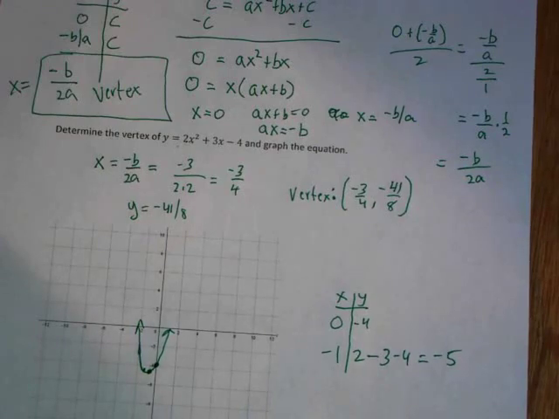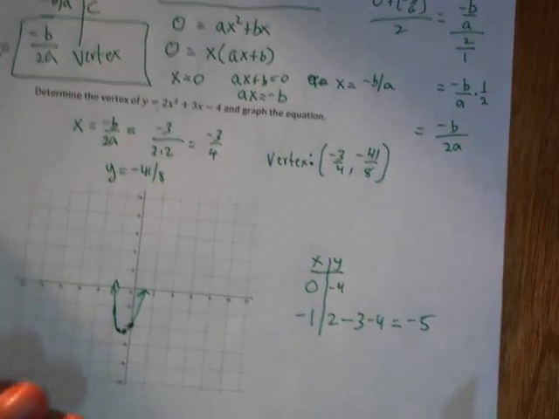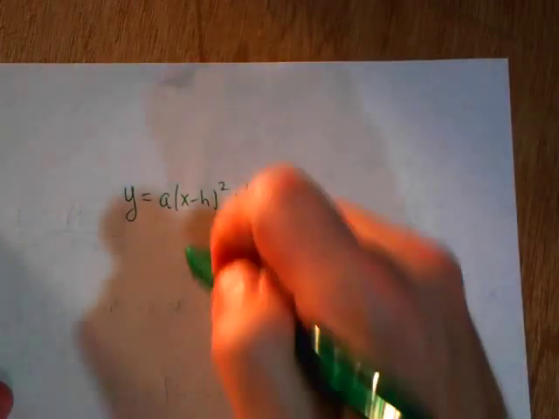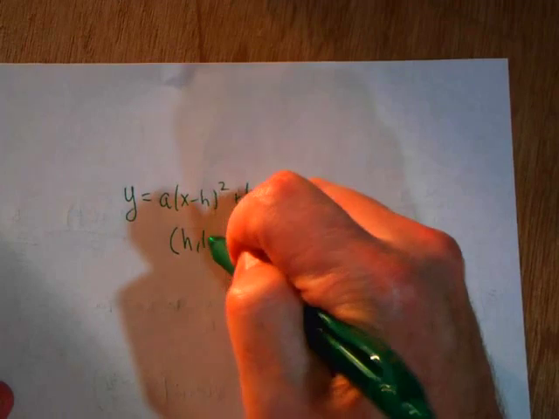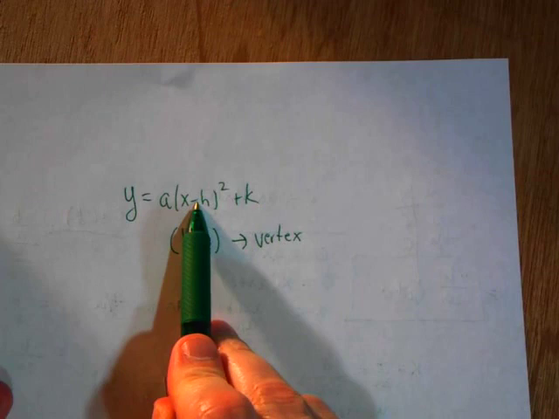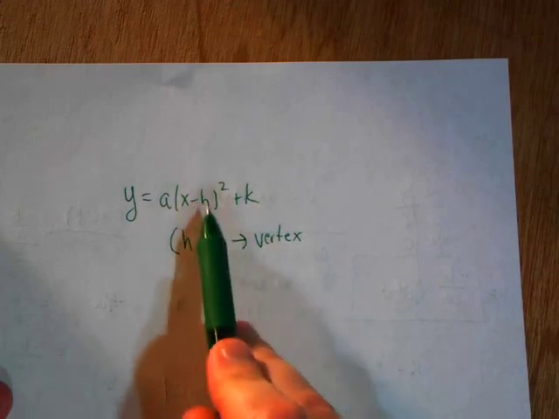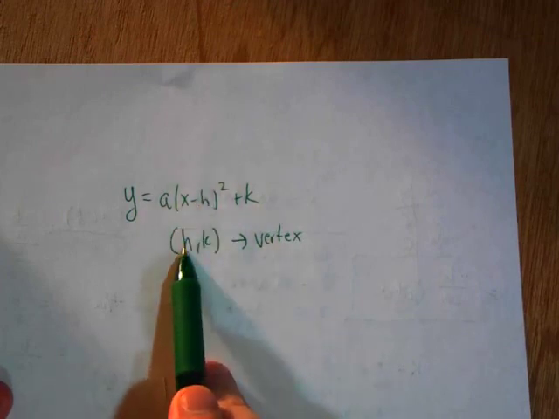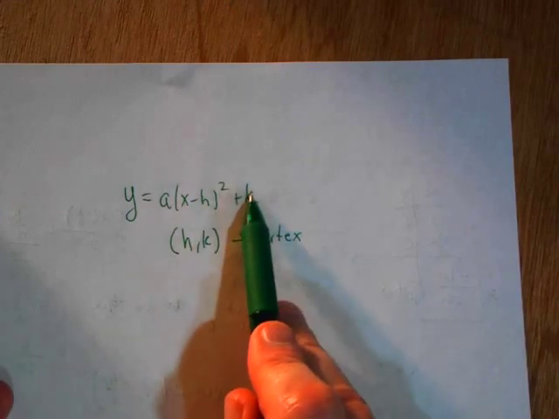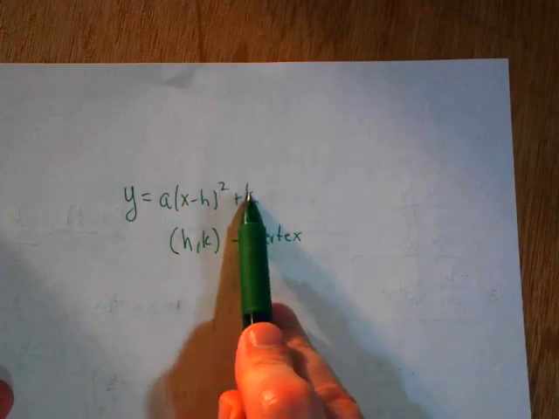Alright, so this was a very long section, 3 videos for it. A quick recap. If your equation's written in this form, your vertex is h comma k. A minus here moves it to the right, a plus moves it to the left. If this is a minus here, this is going to be a plus here. If this is a plus here, this is going to be a minus here. Up and down is okay. If this is a plus, this is a plus. If this is a minus, this is a minus.